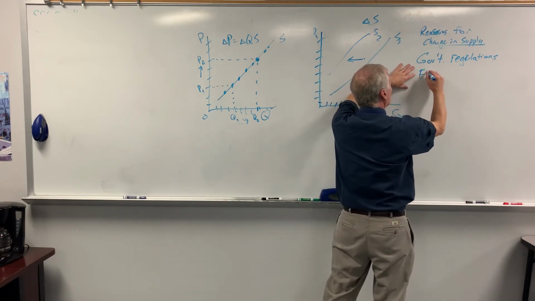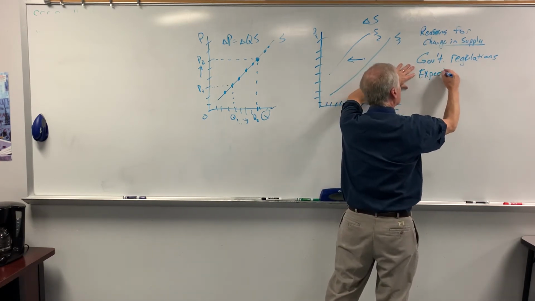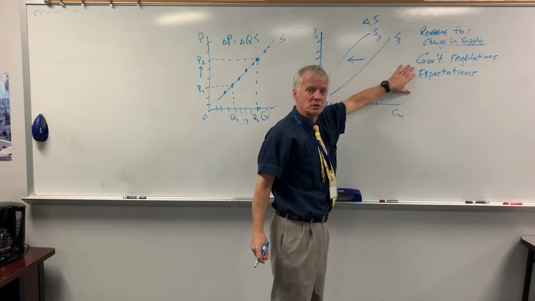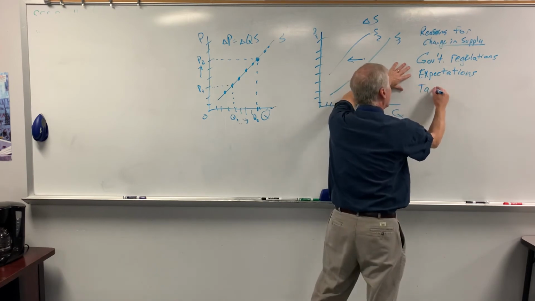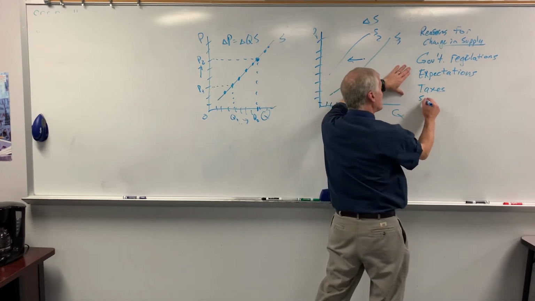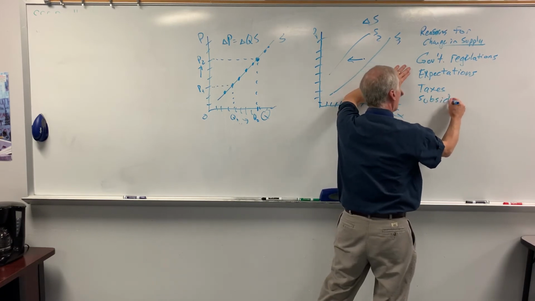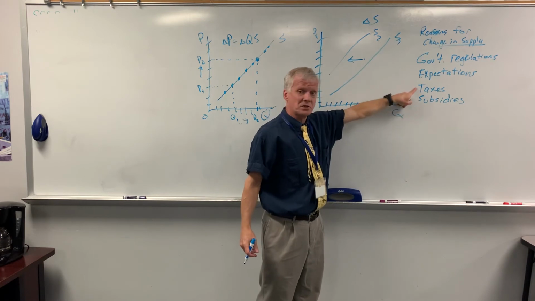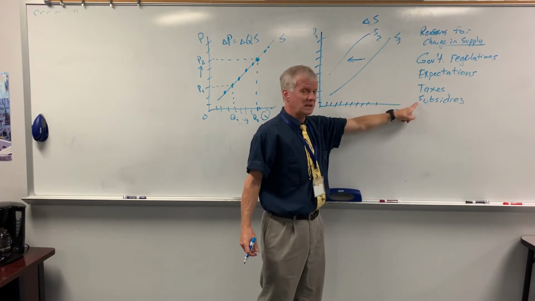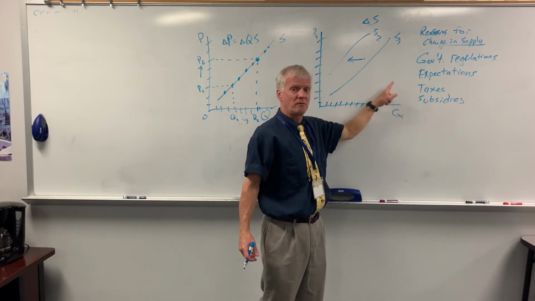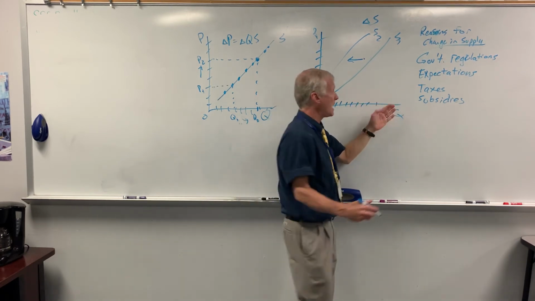Expectations of the producer. Producers can expect things to happen with the future price also. So producer expectations, right? Taxes impact the producer. That'll impact the producer's bottom line for sure, as will subsidies. The government doesn't just take away money with taxes. The government can give businesses money with a subsidy. Both of those would affect how much a producer produces, more or less.